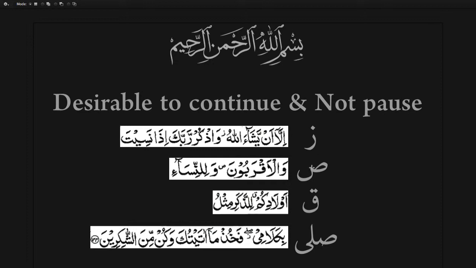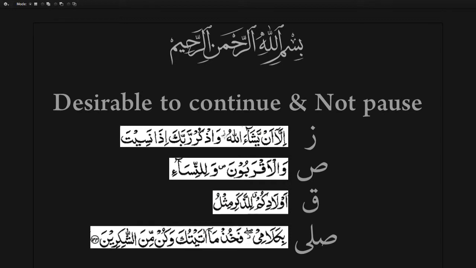So if you see a little za, a little sad, a little qaf, or a little sila in your recitation, that basically means it's desirable to continue and to not pause. So right here, there's an example of a za: illa an yasha Allahu wadhkur rabbaka idha nasita. If you noticed, I stopped kind of, but the flow should be as we're going to start now, inshallah.